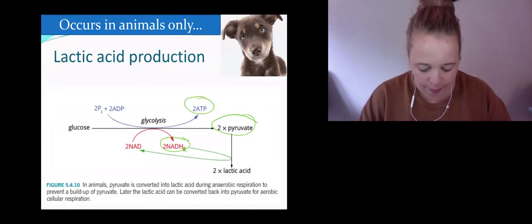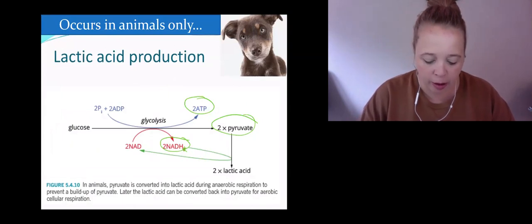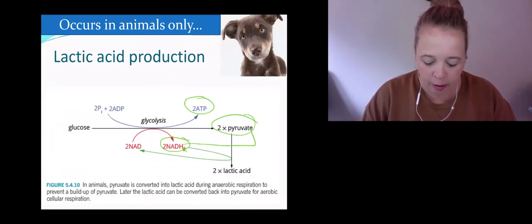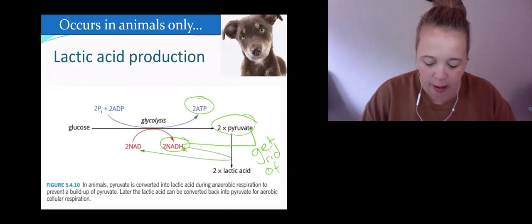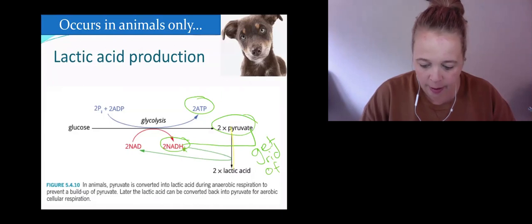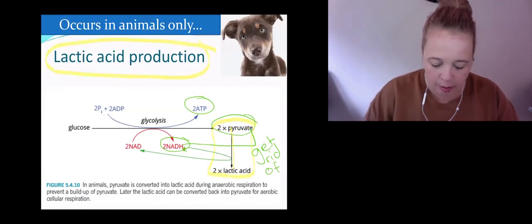All right, when we do that, we need to get rid of these. Okay, if we don't have oxygen, we need to get rid of these products. So what our bodies do as animals is we turn them into, sorry guys, we turn them into lactic acid. So this is in animals.